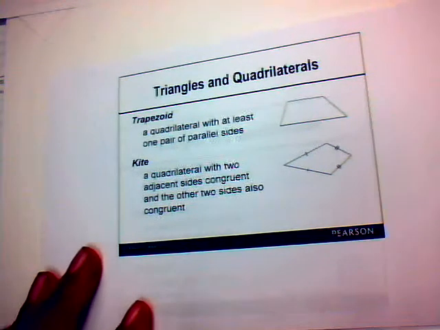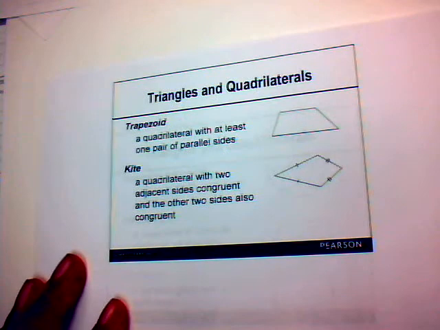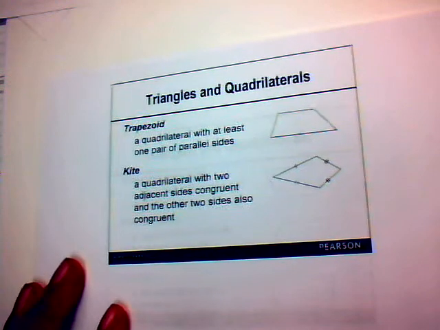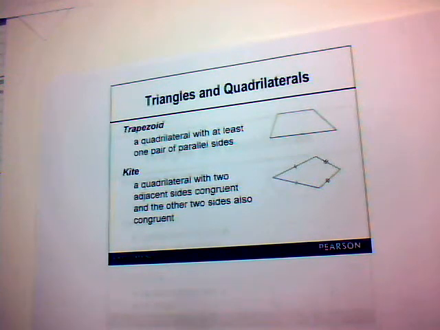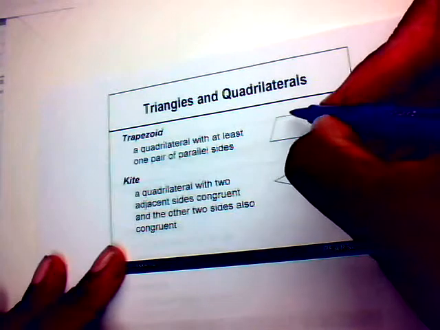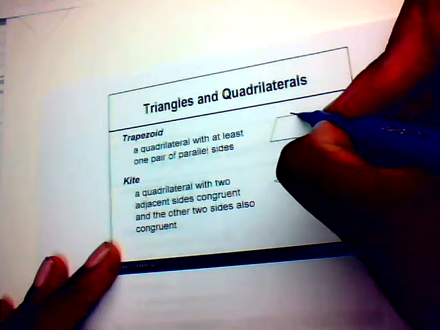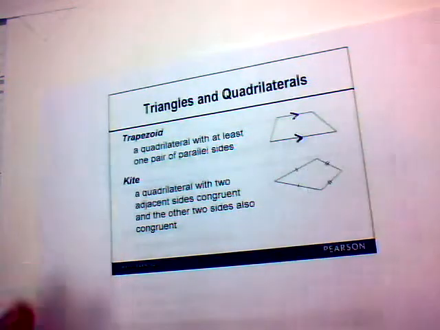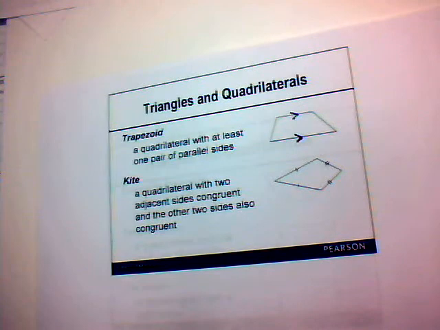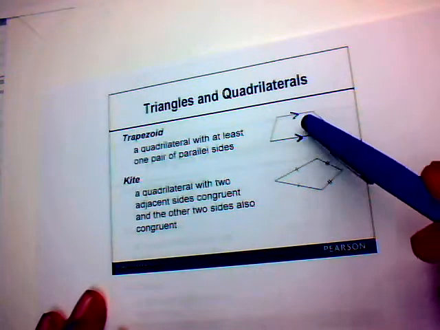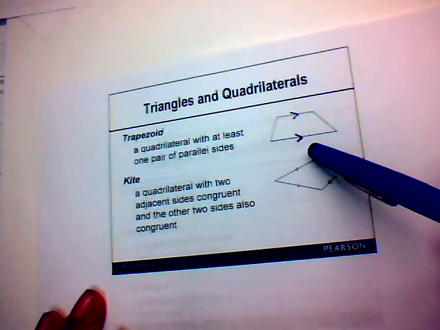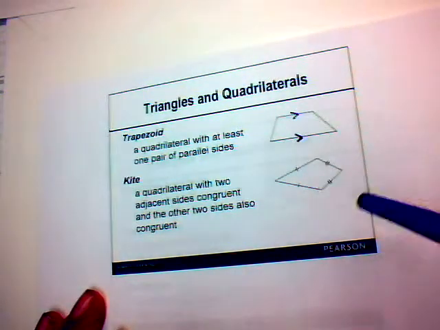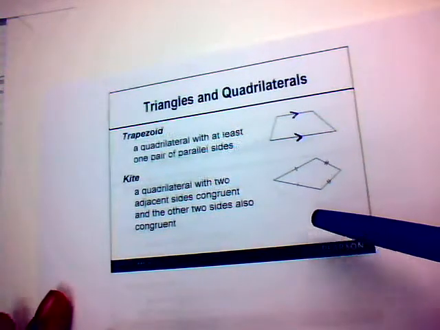Alright, next is a trapezoid. It's a quadrilateral with at least one pair of parallel sides. So in this case here, let's say that this side on top is parallel to this side on the bottom. And this is the notation that we use to say that those two sides are parallel. In this case here, this will be considered a trapezoid because you have one pair of parallel sides. Well, at least one pair of parallel sides.